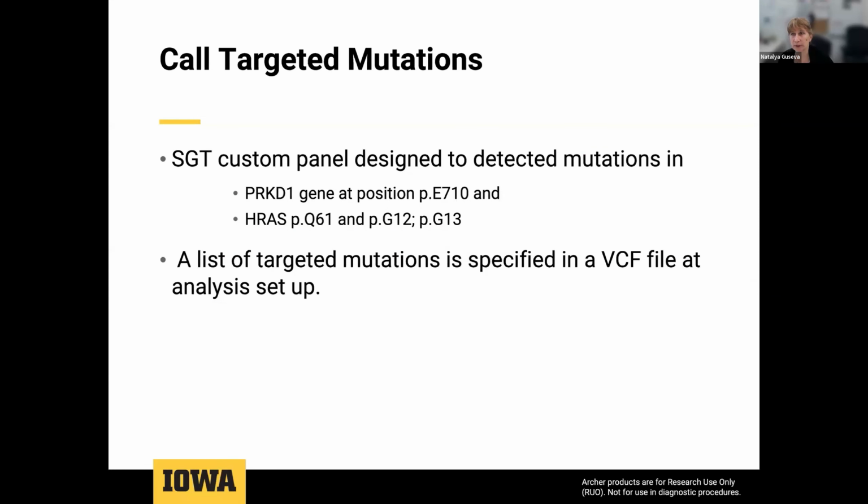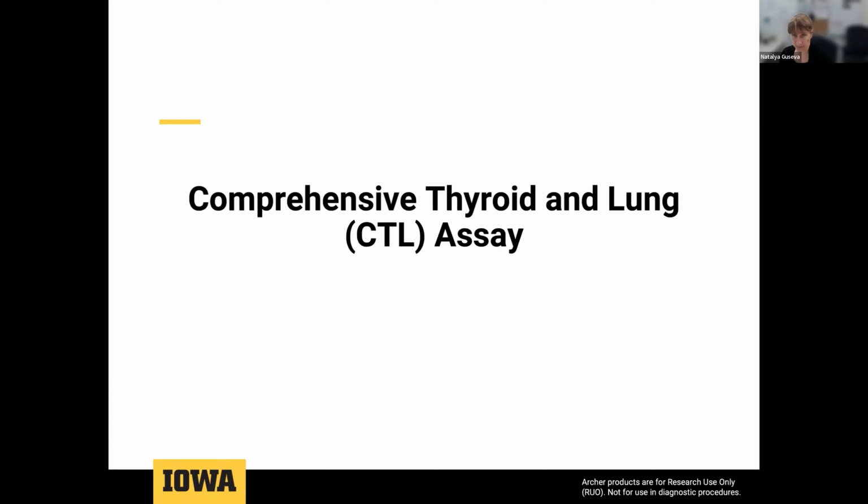I also want to point out that we designed this panel with the aim to call targeted mutations. So we had PRKD1 position E710 and HRAS Q61, G12, and G13 positions included in the design. And we had a list of these targeted mutations in a VCF file, which we applied to the analysis setup. We didn't aim to detect any other mutations besides these targets. So compared to sarcoma, we had some interesting new additions to mutation detection.